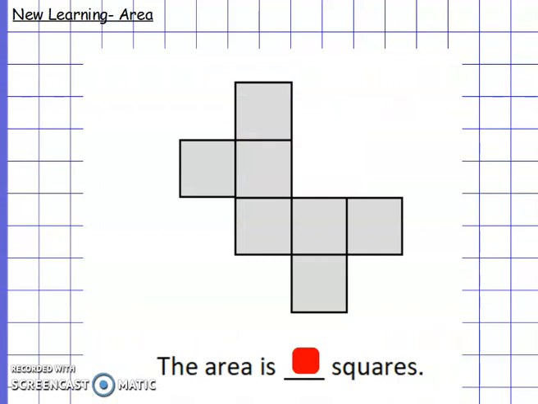Let's have a look at this shape together. It's an irregular shape, and I'd like to know what the area is. I'm going to use my pencil to draw on the sheet to help me count the squares. Can you count with me? 1, 2, 3, 4, 5, 6, 7. The area of this shape is 7 squares.